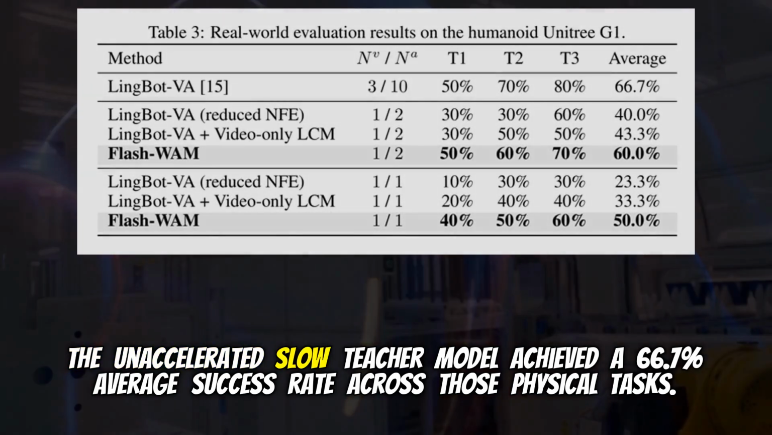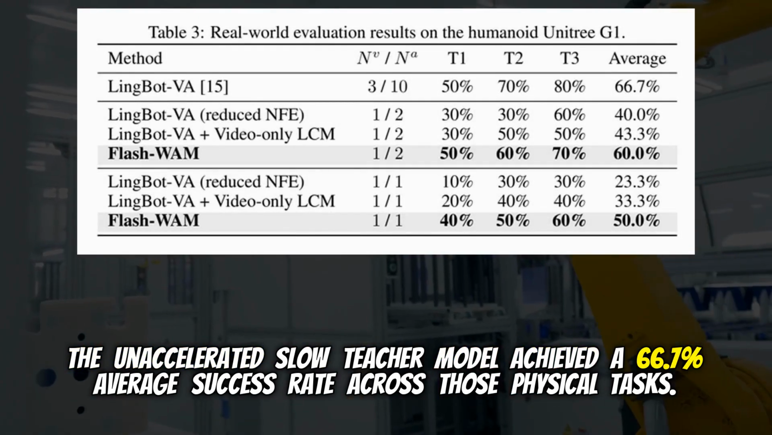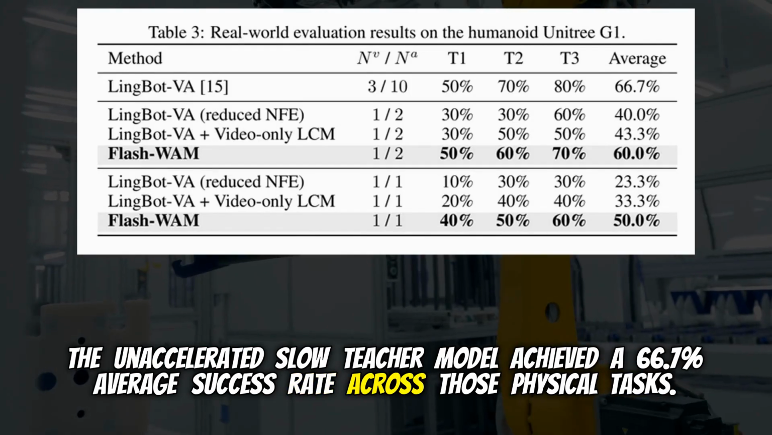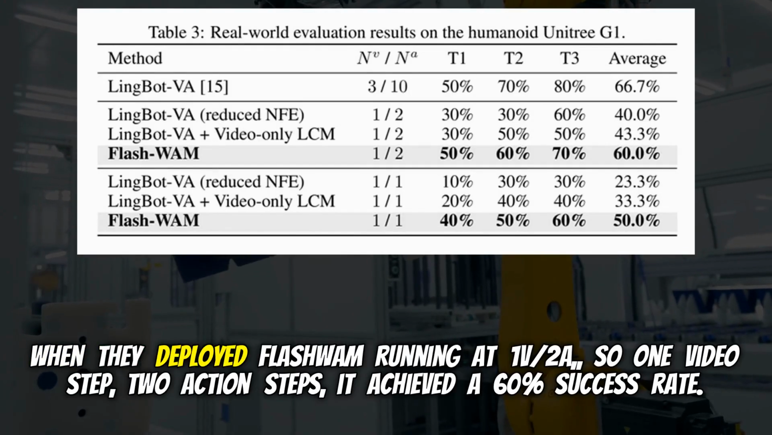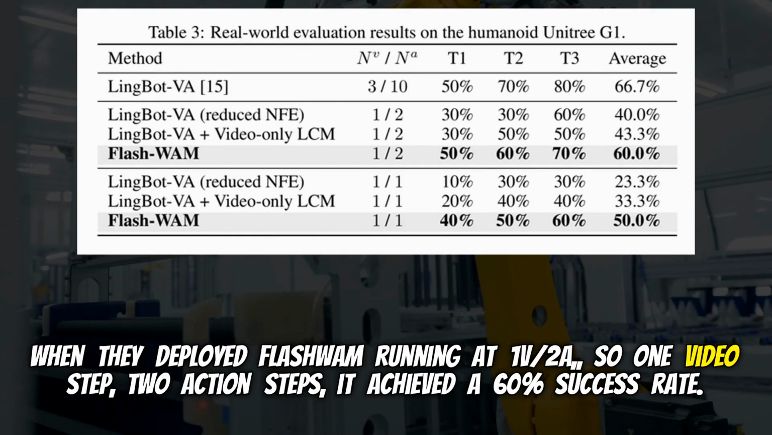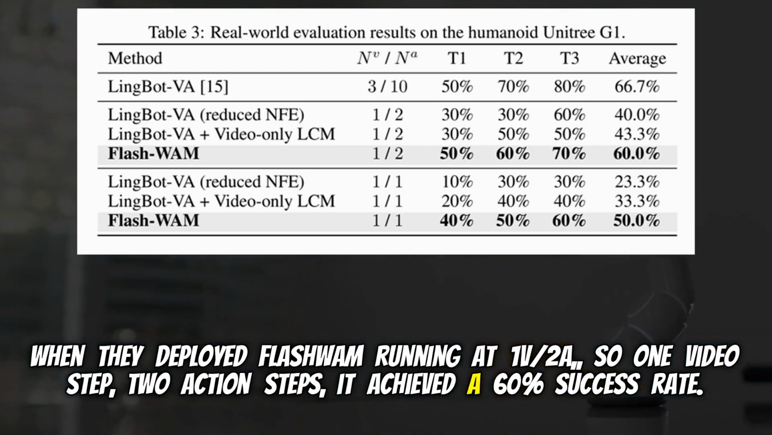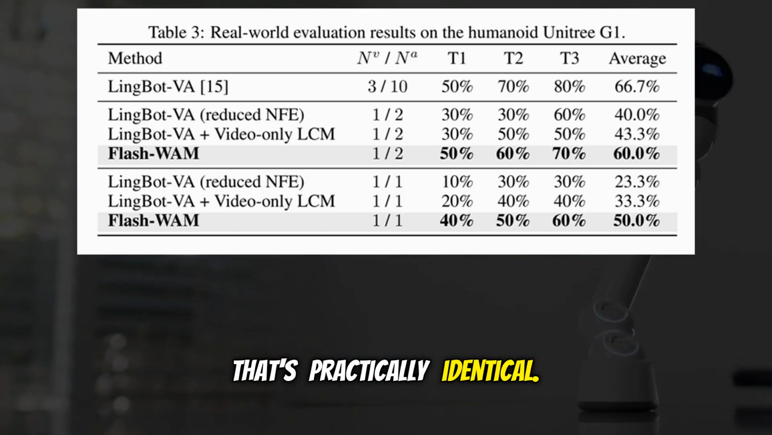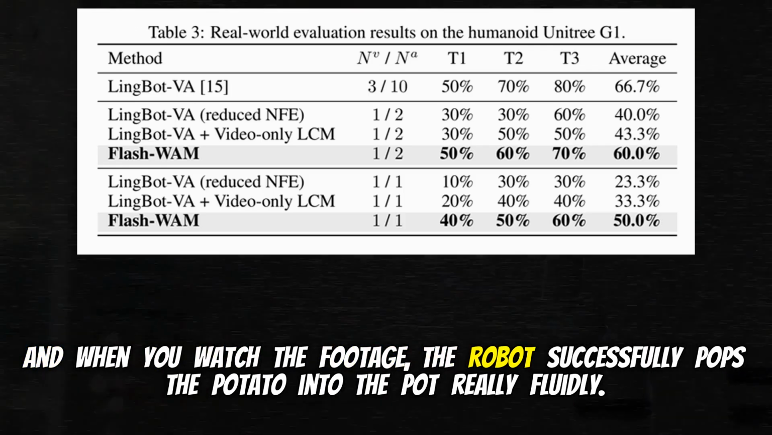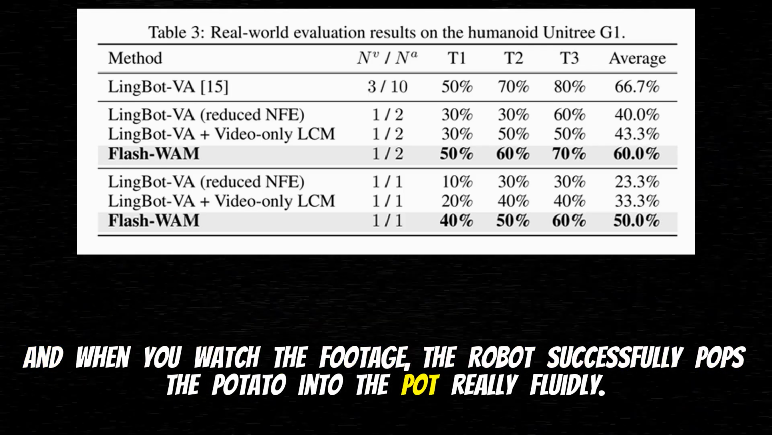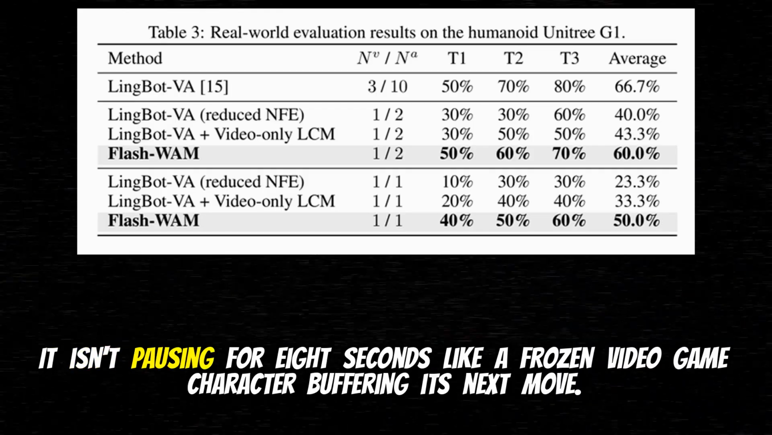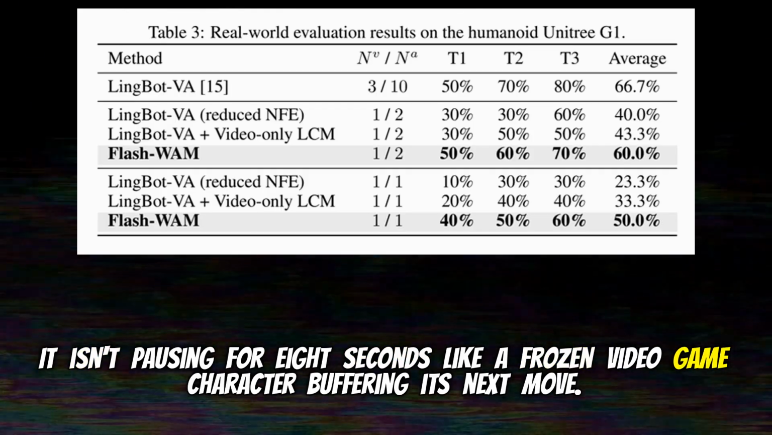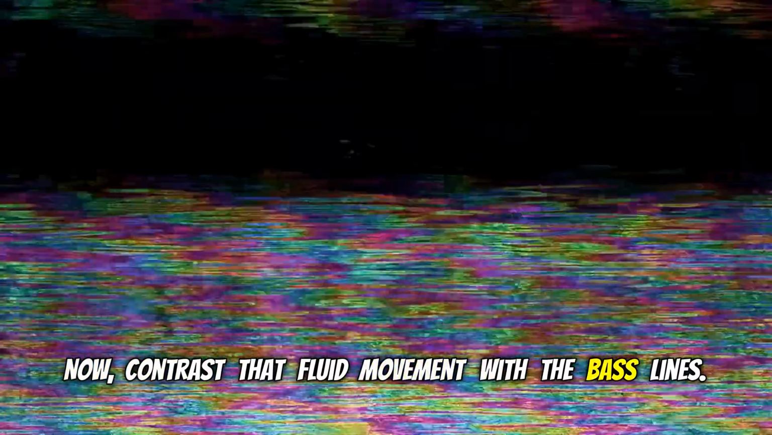The unaccelerated slow teacher model achieved a 66.7% average success rate across those physical tasks. Right. When they deployed Flash-WAM running at 1v2A, so one video step, 2 action steps, it achieved a 60% success rate. That's practically identical. And when you watch the footage, the robot successfully pops the potato into the pot really fluidly. It isn't pausing for 8 seconds like a frozen video game character buffering its next move. Buffering, yeah. It retains almost all of the teacher's physical capability while moving in real time. Now contrast that fluid movement with the baselines.